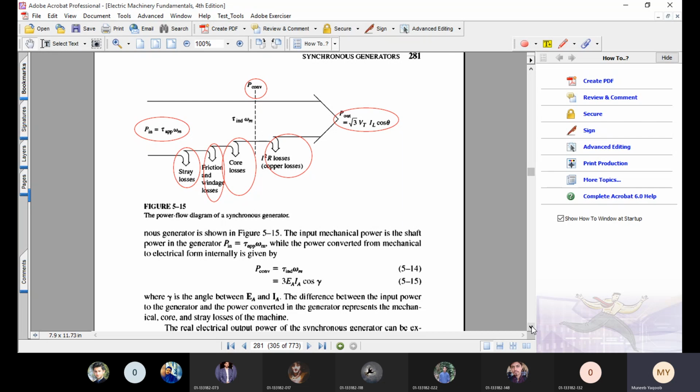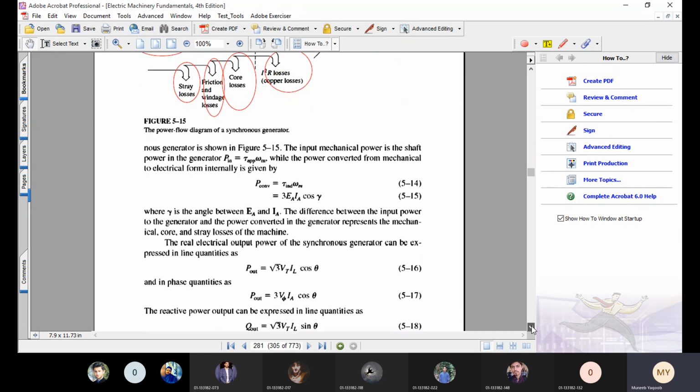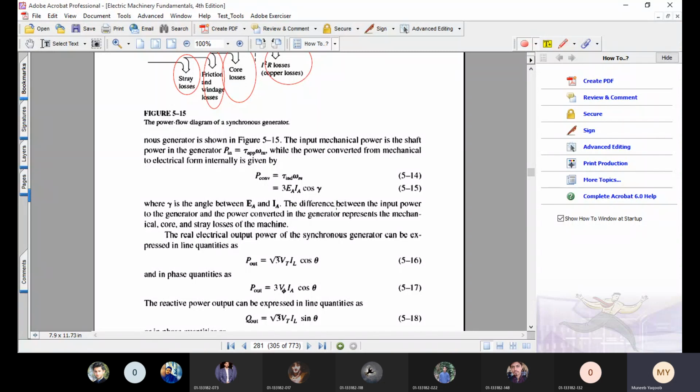We all know that we can compute three-phase power in two ways. One uses this formula: root 3 into the terminal or line voltage Vt into the line current IL into the power factor cos theta. It could also be written as 3 into the output phase voltage Vphi into the phase current Iphi into the power factor cos theta. So in any case, we can compute the output power of a synchronous generator.